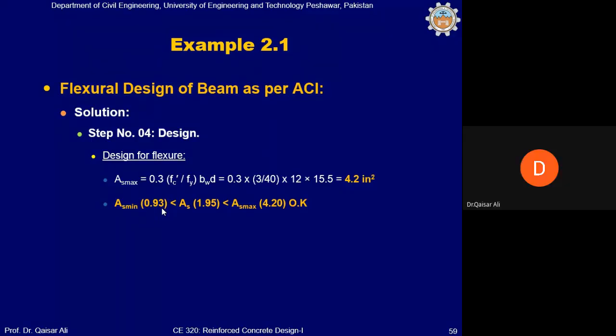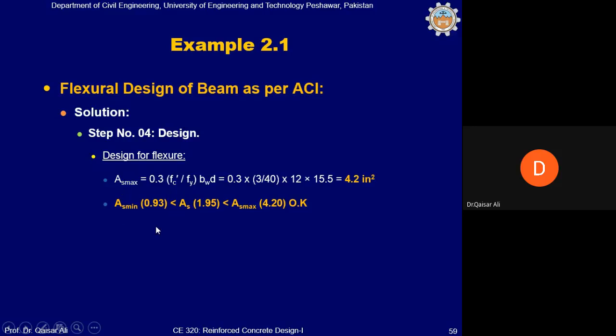Shah Khalid. Now, if As comes out to be less than As minimum, there is no need to change the grade of steel. We will have to use this As minimum instead of this As. Let's say this As comes out to be 0.6 square inch. You should pay attention to this now. If the calculated As comes out to be 0.6, for example, then 0.6 will be less than 0.93. In that case, we will use 0.93 instead of 0.6, because we must use a minimum area of steel in our reinforced concrete beam. This is the minimum reinforcement.